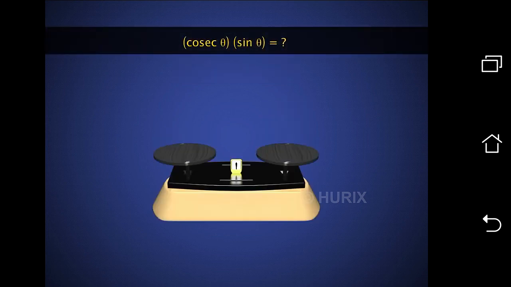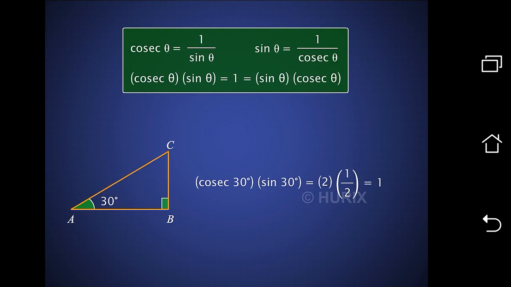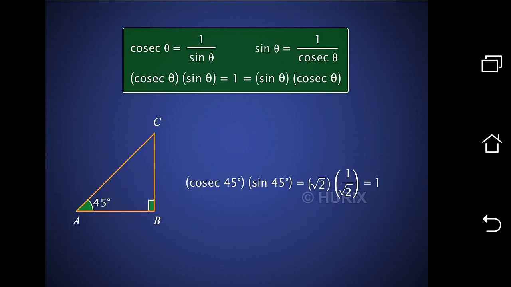What can you say about the product of the cosecant and sine of an angle? We know that the sine and cosecant are reciprocals. Therefore, the product of sine and cosecant of an angle is equal to 1 for any value of angle theta, provided sine theta is not equal to 0.